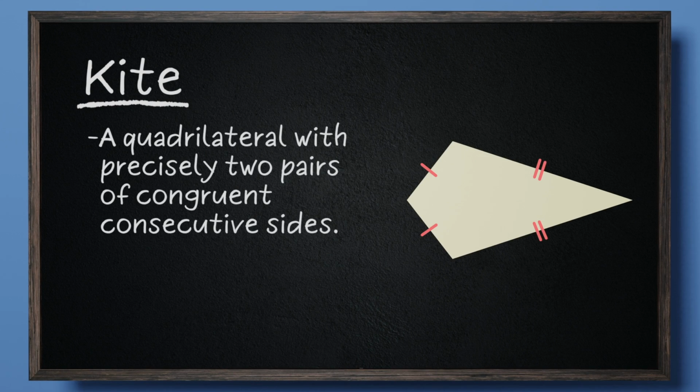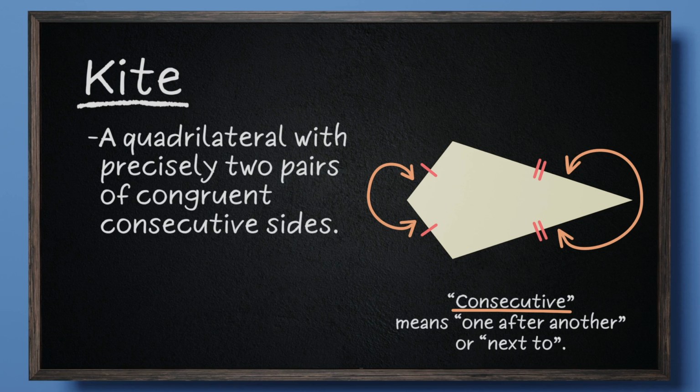For a quadrilateral to be considered a kite, the shape must have precisely two pairs of congruent consecutive sides. Remember, consecutive means one after another, or next to. As you can see, there are no parallel sides in a kite. Kites are relatively simple shapes and can really only be distinguished from each other by the measures of their angles, which brings us to the next two theorems associated with kites.